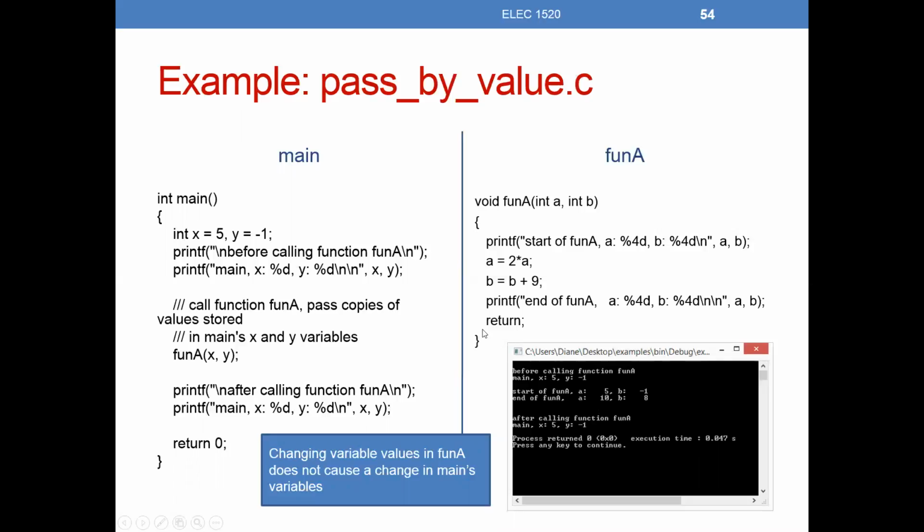So it shows you what a and b are at the beginning, and what they are at the end. But then when we leave this function, we return back to main. So here's where the function was called in main. So we return back here. Afterwards, you're going to see that main's x and y still have the same values, even if we name them the same thing.